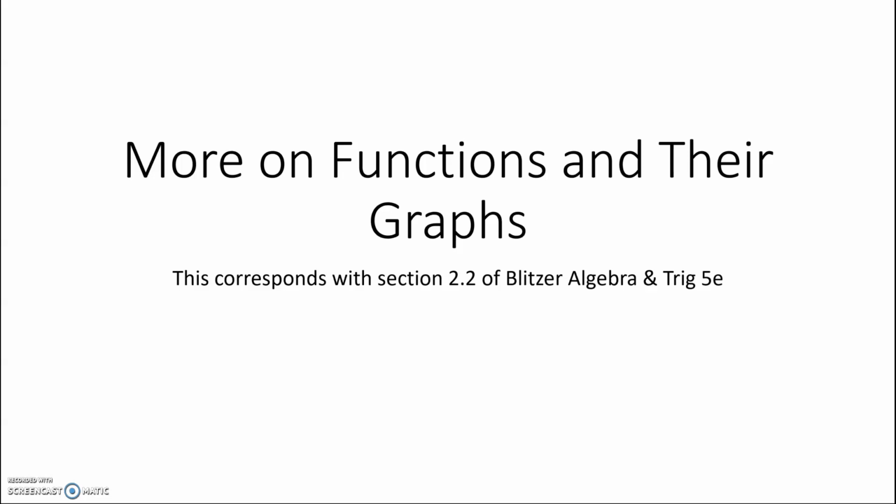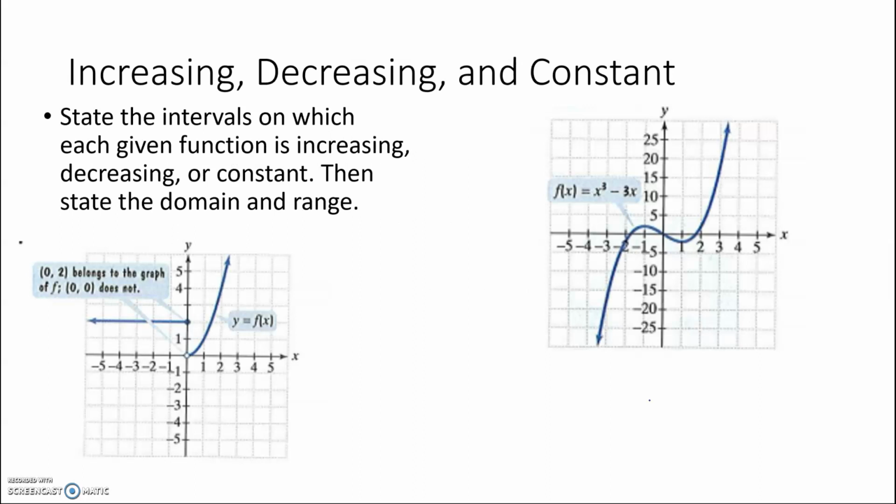All right, we're going to go ahead and do section 2.2, more on functions and their graphs. So the first thing we want to talk about is behavior of a graph, where it's increasing, where it's decreasing, or where it stays constant. Looking at our first graph, we're going to start over on this left side. This is going all the way to negative infinity. So from negative infinity all the way up to 0, that graph is constant.